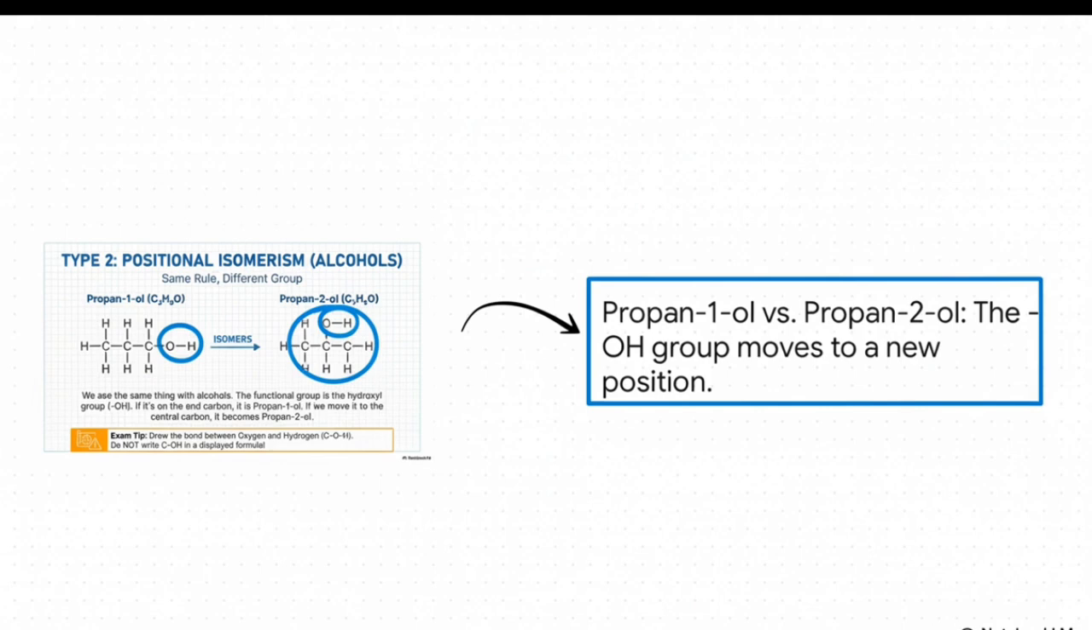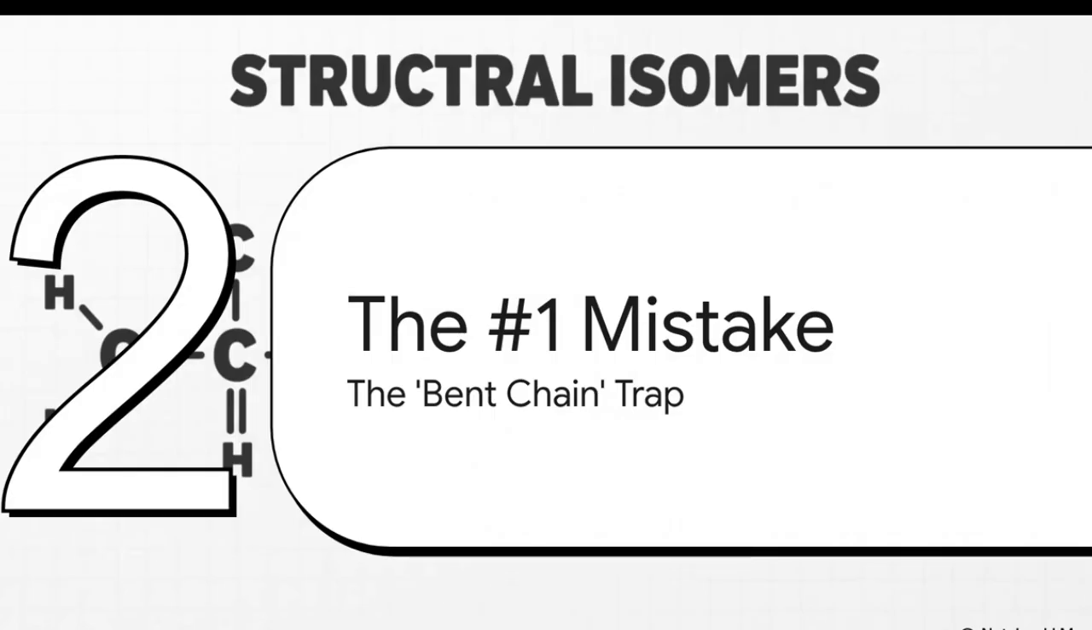And it's the exact same principle with alcohols. Propan-1-ol has that hydroxyl, the OH group, on an end carbon. To create its isomer, propan-2-ol, we just move that OH group to the middle carbon. The 3-carbon chain itself is unchanged. Only the position of the functional group is different. Simple as that.